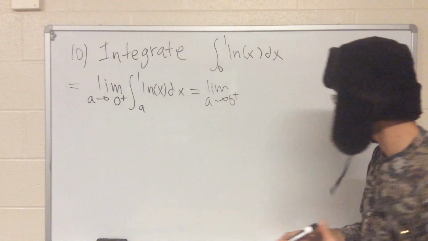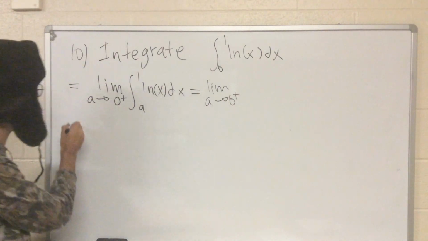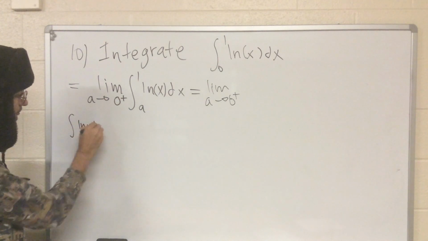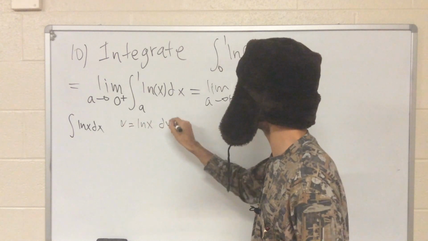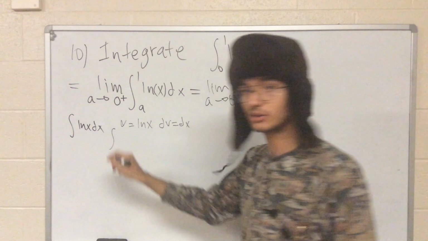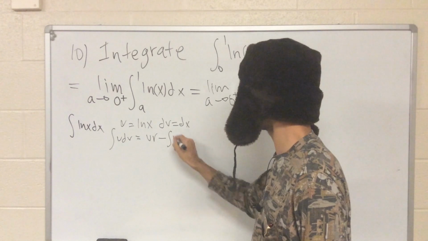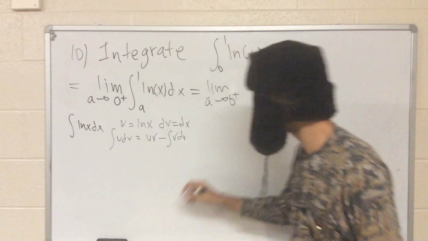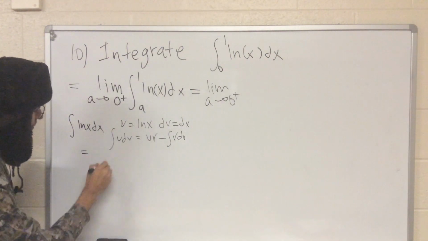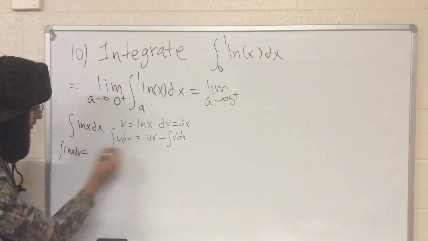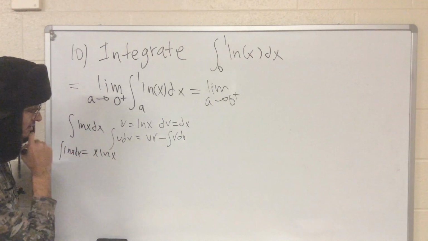And we have to use integration by parts. So in this case, let's integrate this indefinitely. Integral of ln of x dx. So if we let u equal ln of x, then dv will be dx. So according to integration by parts, the integral of u dv will be equal to uv minus integral of v du. Okay, so we have that the integral of ln of x dx equals uv, which will be ln of x times the integral of dx, which is x. That's v.